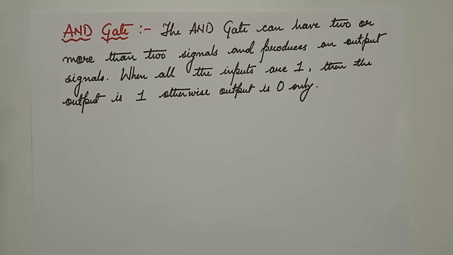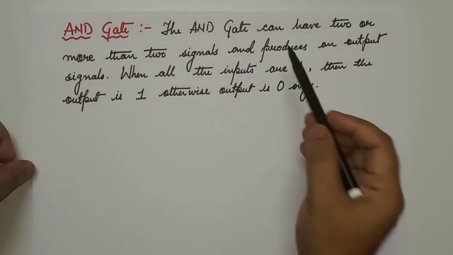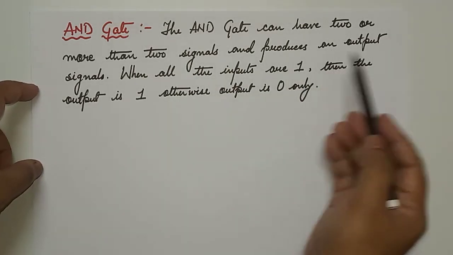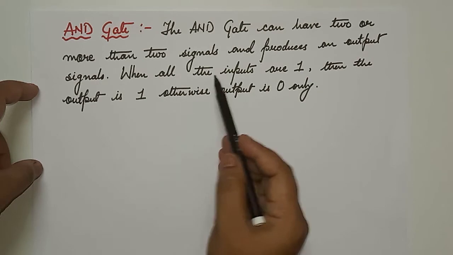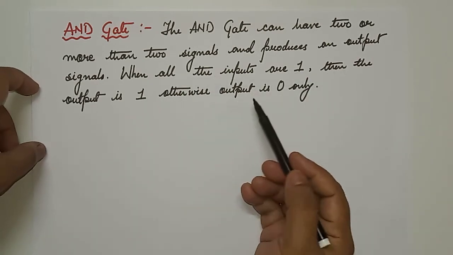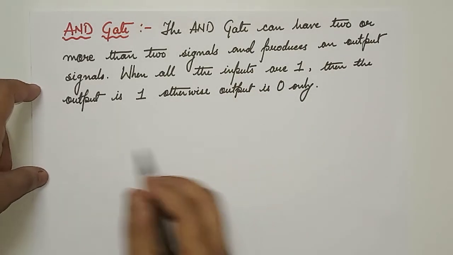AND gate. The AND gate can have two or more signals and produces one output signal. When all inputs are 1, then the output is 1, otherwise the output is 0. To understand the working of the AND gate, let's draw a truth table.